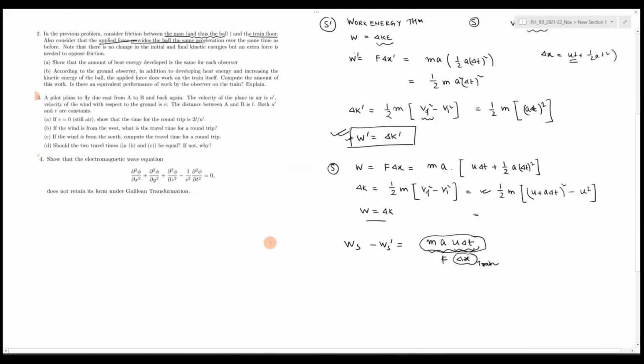Now we have to find whether the heat energy developed is the same for each observer or not. So what will be the heat energy developed? It will be due to the friction itself. So let us calculate from S prime, that person's frame. From S prime, what will be the work done by the friction? 0.